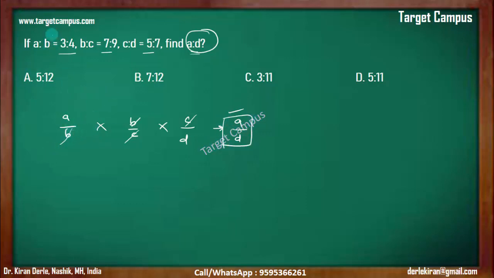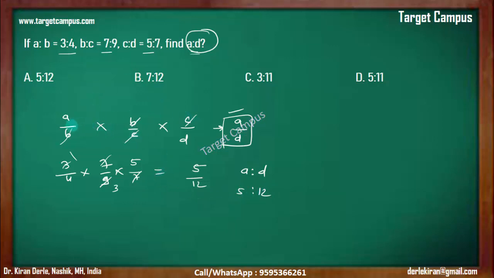So we have to multiply this 3/4 into 7/9 into 5/7. So we just have to do this, and what we are going to get is a upon d. That's it, guys. So 3, 3, 9, 7, 7 goes out. So this becomes 5/12. So a upon d is 5/12. That is a is to d is nothing but 5 is to 12. I hope you have got this.